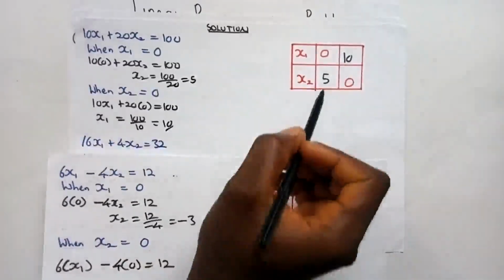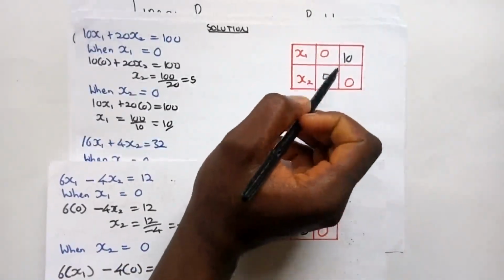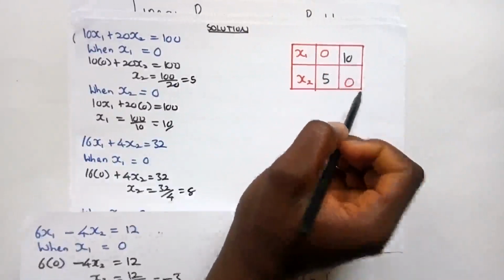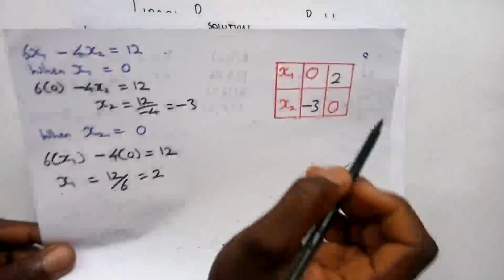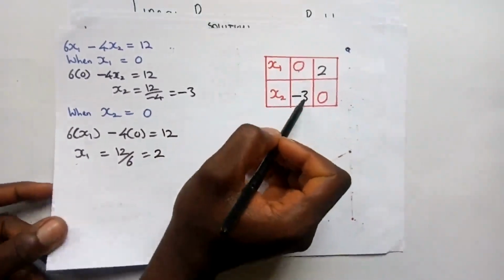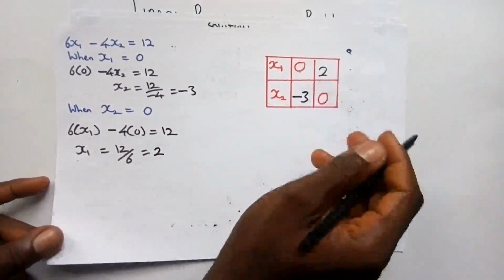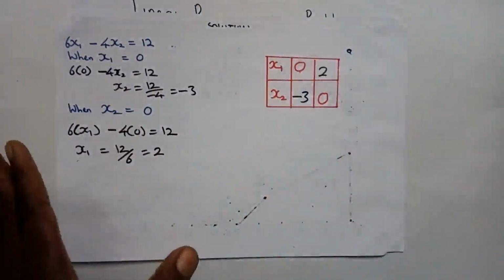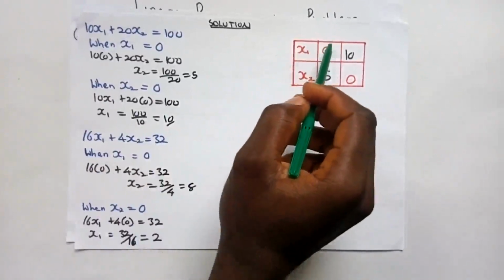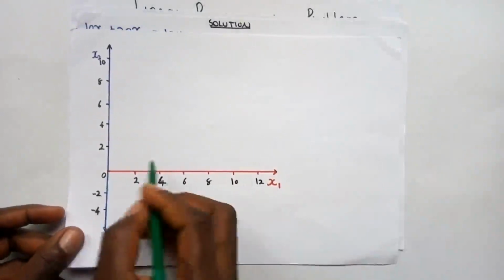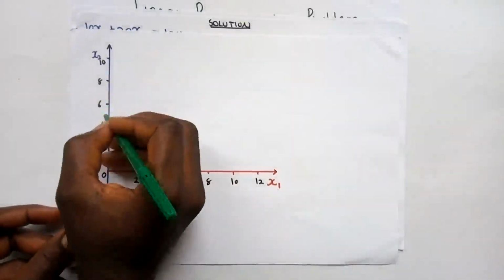We now have 6 points. The first point 0 and 5, the second point 10 and 0, the third point 0 and 8, the fourth point 2 and 0, the fifth point 0 and minus 3, and the sixth point 2 and 0. We can plot these points in a graph. From the first constraint, when S1 is equal to 0, S2 is equal to 5.